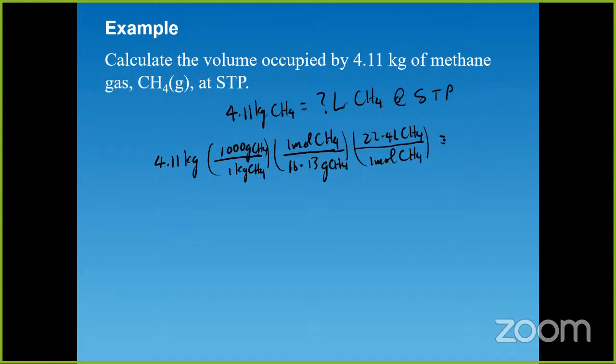Divided by 16.13 times 22.4. And when I round this off to 3 sig figs, I got 5.71 times 10 to the 3 liters of methane. And that's how that is done. All right. Any questions about this?